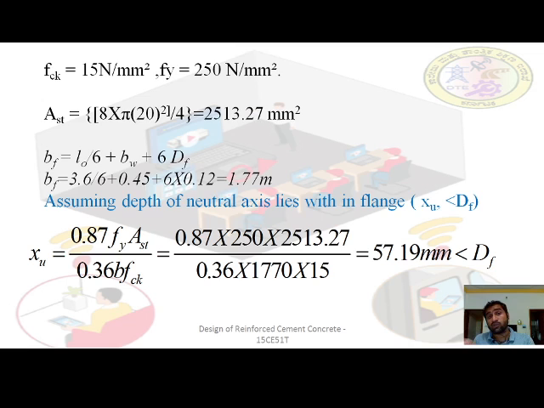So the neutral axis lies within the flange. So over. We have calculated the XU value. So the step ends here. Then what we have to calculate? We have to calculate the moment. If XU was greater than DF, then we have to move to step number 2.